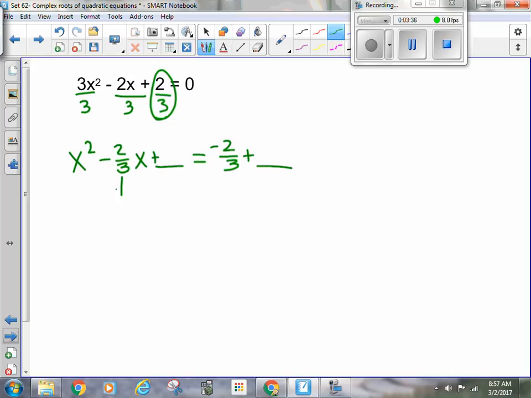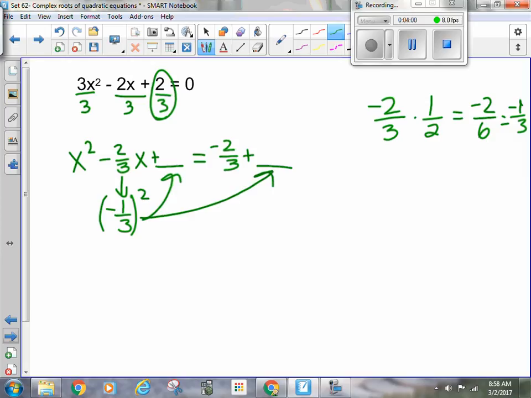Okay, we're going to take half of that middle term. Half of negative 2/3 is the same thing as multiplying by half. So I'm just going to multiply across. We get negative 2 over 6, and I'm going to reduce that to negative 1/3. So half of negative 2/3 is negative 1/3. The other thing you can think of is I have 2/3, so I have 1/3 and 1/3, so I have half of that. All right, square both sides and add it in.